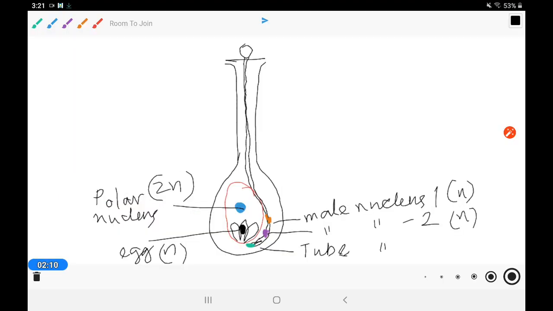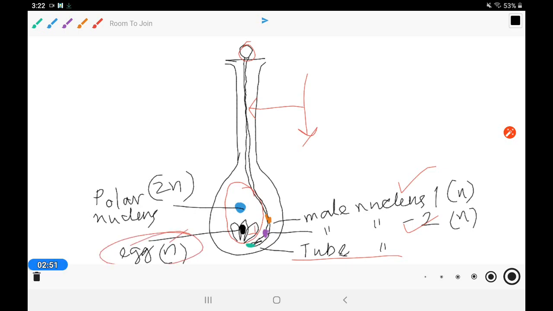Now come here, the basics of it. I think in lower classes you have learned that when the pollen germinates, the pollen tube will form. You can see that the pollen tube is formed by the tube nucleus. The male nucleus, when it enters the tube, divides into two: male nucleus 1 and male nucleus 2. When it reaches the egg, one of the male nuclei will fertilize the egg.